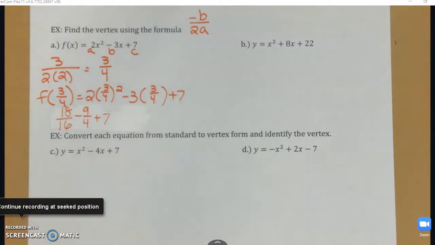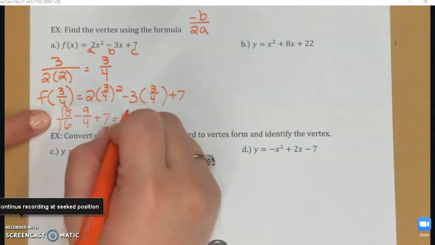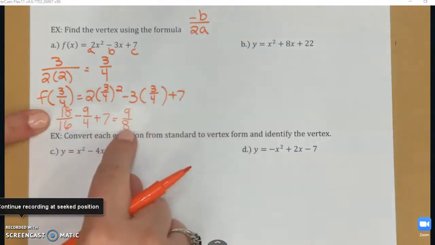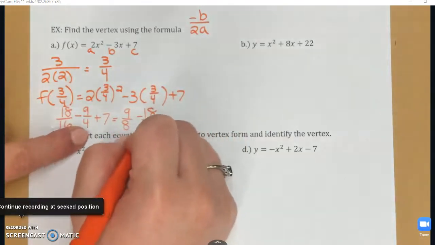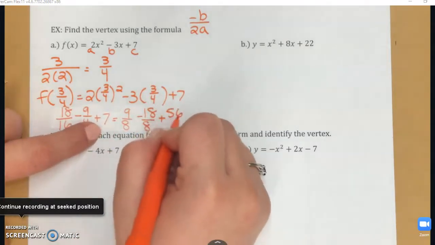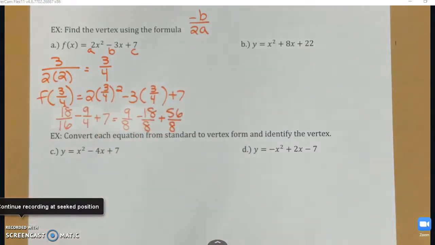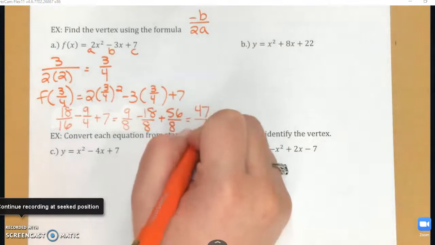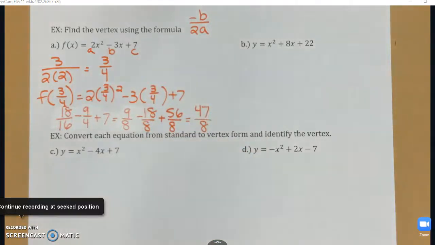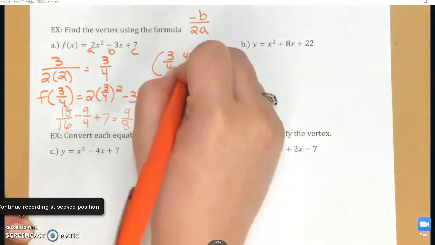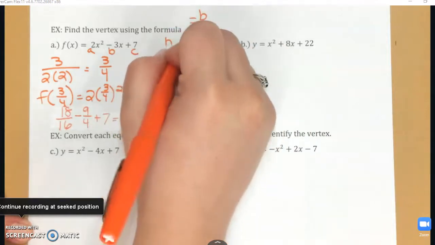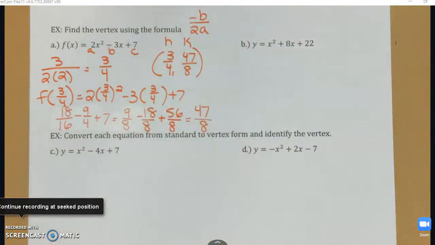To combine all of these, I'm going to want a common denominator. Let's first see what I can simplify. This 18 over 16 does reduce to 9 over 8. So 8 is going to be my common denominator. That would become minus 18 over 8, and then 7 put over 8 is 56 over 8. So 9 over 8 minus 18 over 8 plus 56 over 8 is going to give me a final answer of 47 over 8. Again, that is the y-coordinate of my vertex. So my vertex is at 3 over 4, comma, 47 over 8. That is h and that is k, the coordinates of my vertex.